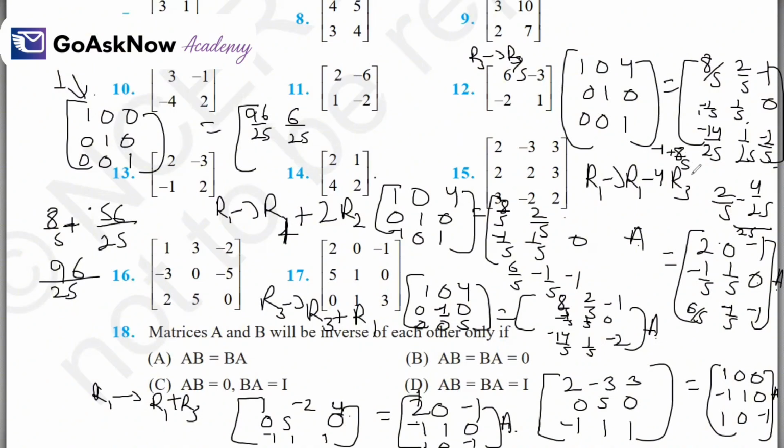Minus 1 plus 8 by 5 is equal to 3 by 5. So here you will get 3 by 5, and the rest are the same, that is minus 1 by 5, 1 by 5, 0, and here minus 14 by 25, 1 by 25, and minus 2 by 5. So this is your final answer, the inverse of this matrix. It was a lengthy question, but when you try it, you can solve it by taking many steps. That is how you can solve a 3 cross 3 matrix also. I hope you got how I have done these operations here.